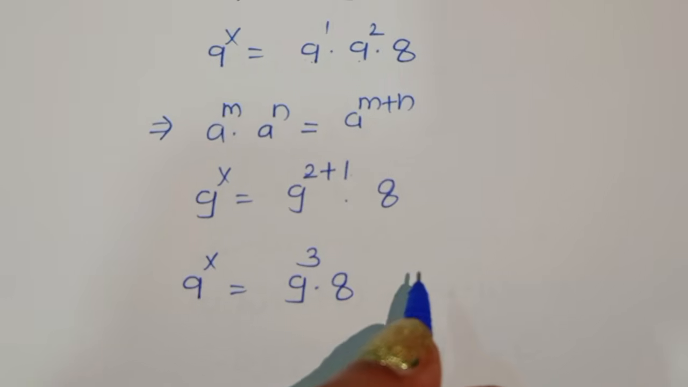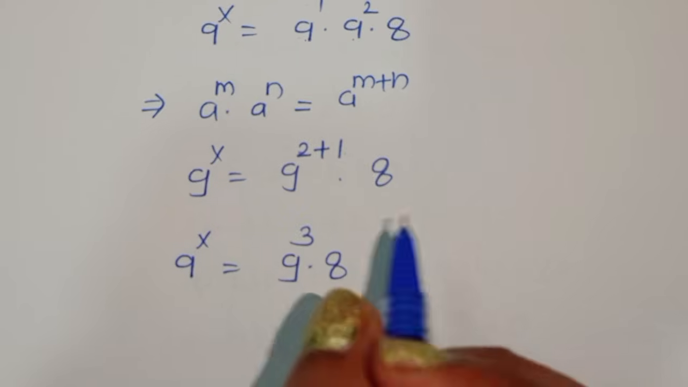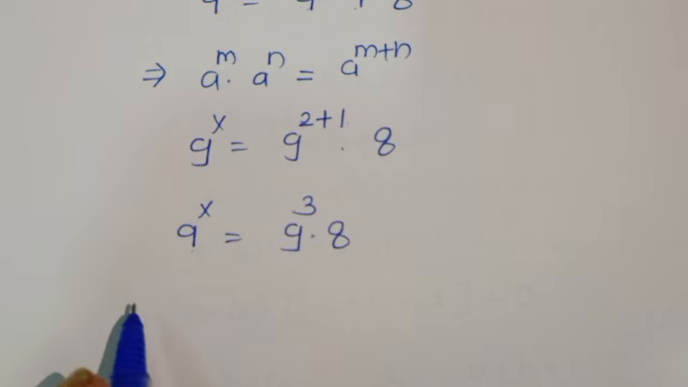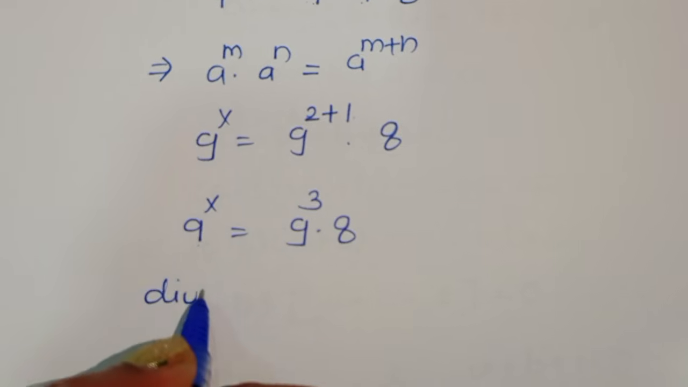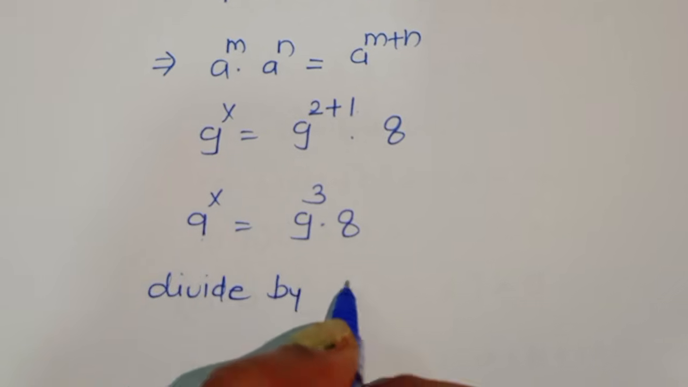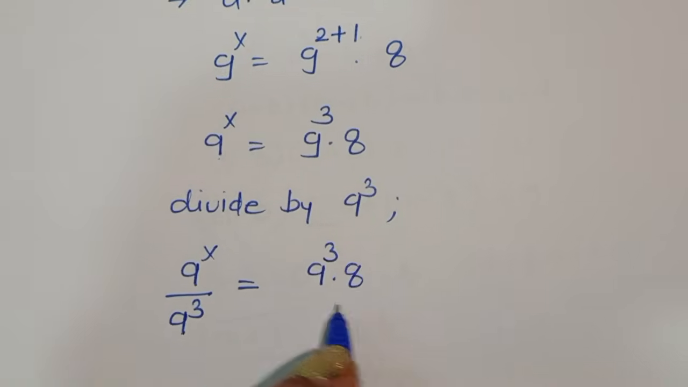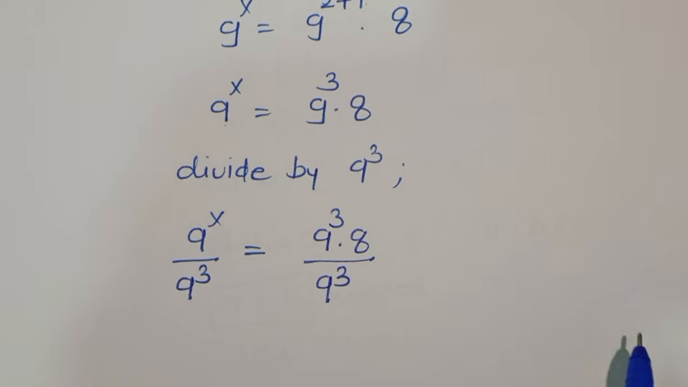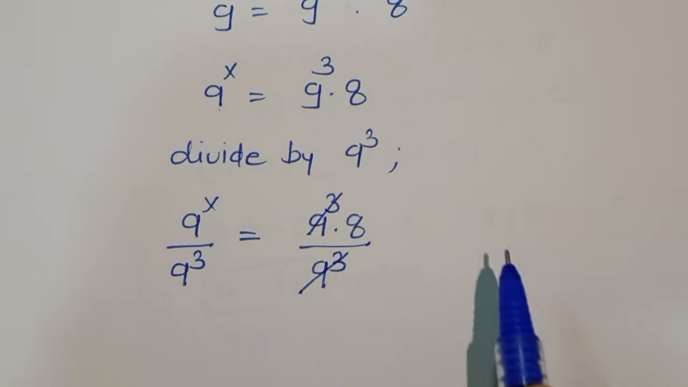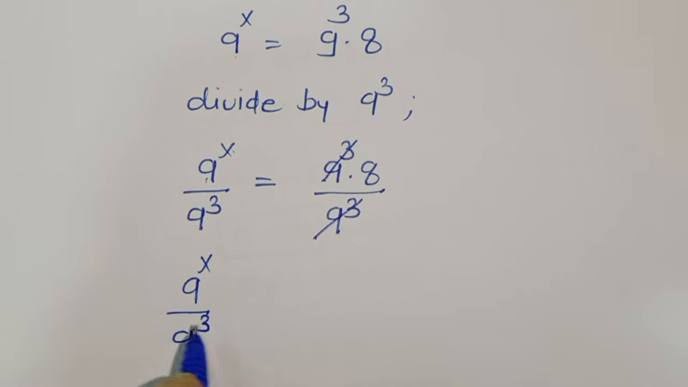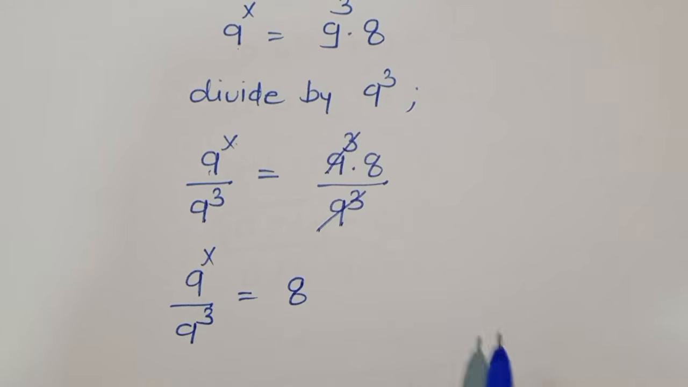Now we can divide both sides by 9 power 3, because 9 is present on both sides. Divide by 9 power 3 on both sides. We will get 9 power x divided by 9 power 3 is equal to 9 power 3 times 8 divided by 9 power 3. Now 9 power 3 is cancelled. Here 9 power x divided by 9 power 3 is equal to 8.